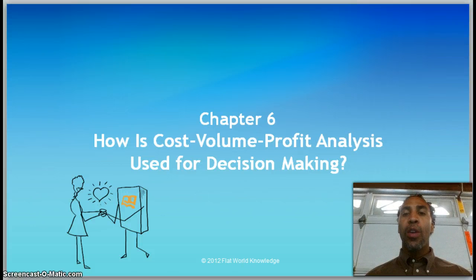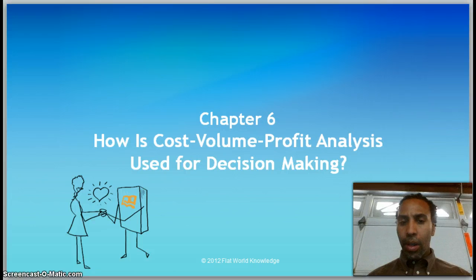How is cost volume profit analysis used for decision making? And as you notice, and I always speak about, all of the chapters refer back to the need for information required in decision making. And that's what managerial accounting is all about.